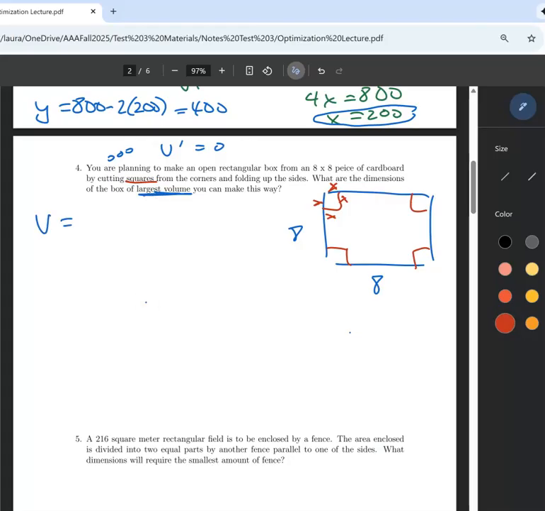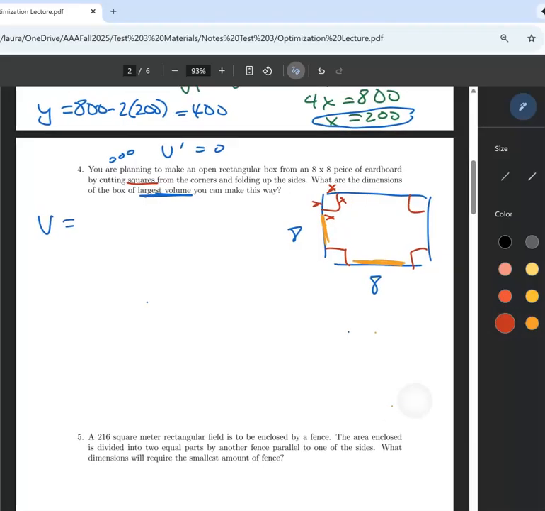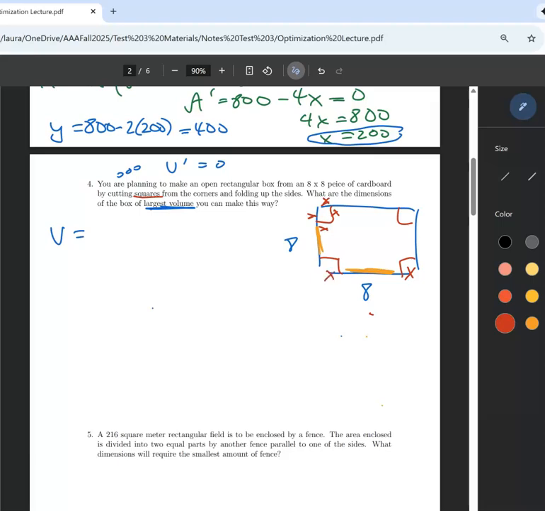So that's going to be length, right? So length times width. I think those are going to be the same distances, right? So if this is x and this is x, won't this yellow length here be 8 minus 2x? Hey, wait a minute. Isn't that going to be the same thing here? 8 minus 2x. Okay, so that's length times width, right? And then how do we find the height? The height is going to be this side length of x that we're folding up.